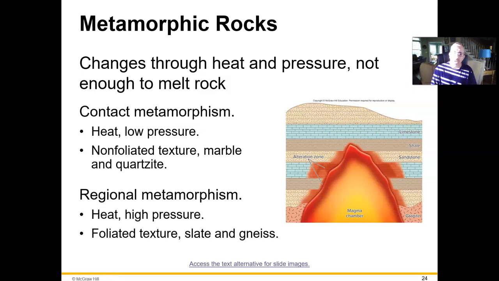Now, it doesn't get hot enough to remelt it. If it remelts it completely, it becomes a new igneous rock. But think about just cooking it: it gets hot enough that it can actually reorganize the crystalline structure a little bit, but not completely melt it. Think about baking it. That's kind of what it's doing. Add to that pressure, and when you put those together, heat and pressure together make a far greater force than one or the other separate.